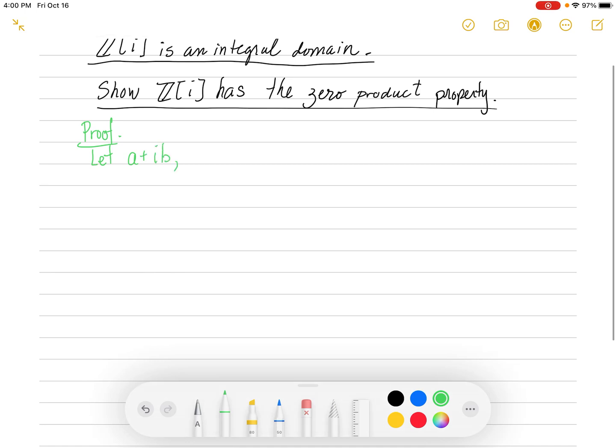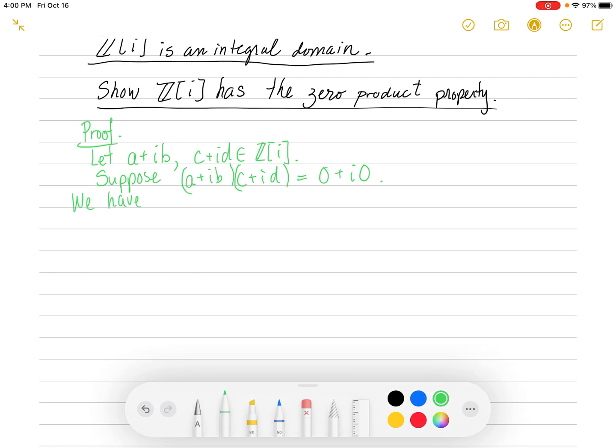So we're going to take two arbitrary Gaussian integers, a plus ib, as well as c plus id. They're elements of the Gaussian integers. And we're going to assume that their product is 0. So let's suppose a plus ib times c plus id equals the 0 element, 0 plus i0. So the real trick here is to multiply, coming from the left, by the conjugate of a plus ib.